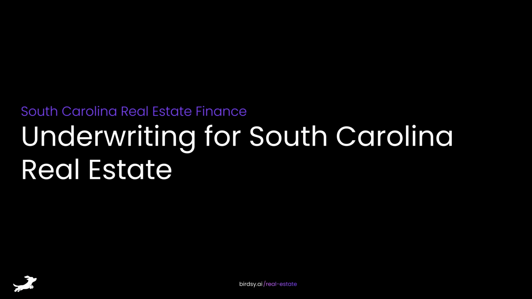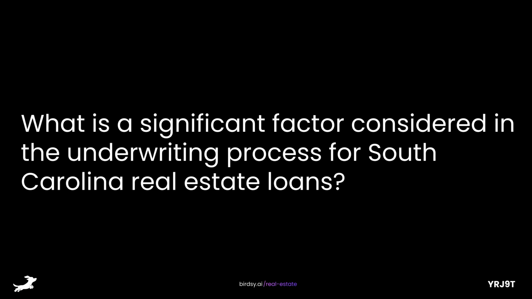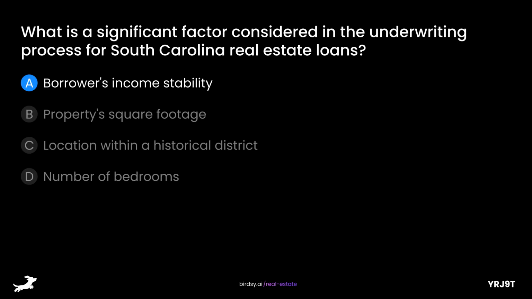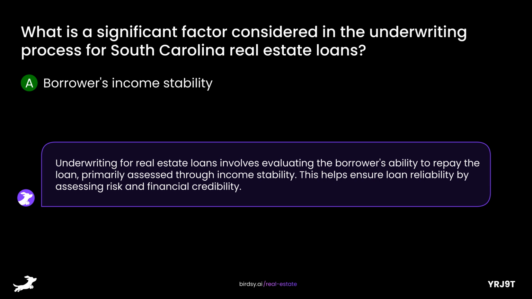Underwriting for South Carolina real estate. What is a significant factor considered in the underwriting process for South Carolina real estate loans? Is it A, borrower's income stability, B, property square footage, C, location within a historical district, or D, number of bedrooms? The answer is A, borrower's income stability. Underwriting for real estate loans involves evaluating the borrower's ability to repay the loan, primarily assessed through income stability. This helps ensure loan reliability by assessing risk and financial credibility.